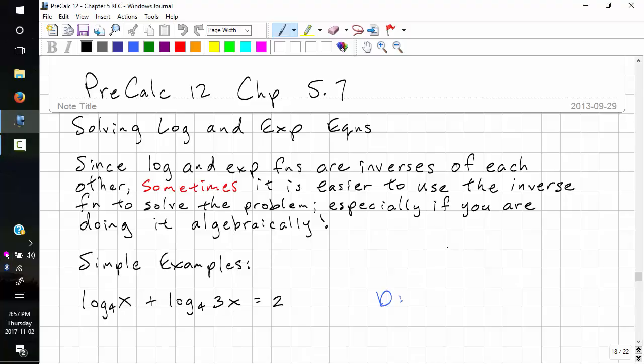This is Pre-Calculus 12, Chapter 5.7. We're going to be looking at solving logarithmic and exponential equations. Since log and exponential functions are inverses of each other, sometimes it's easier to use the inverse function to solve the problem, especially if you are doing it algebraically. And the difference this time is we always check for extraneous values.